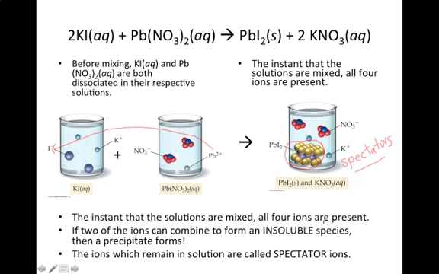The instant the solutions are mixed, all four ions are present. If two of the ions can combine to form an insoluble species, then a precipitate forms. The ions which remain in solution are called spectator ions. In this case, it's potassium and nitrate.